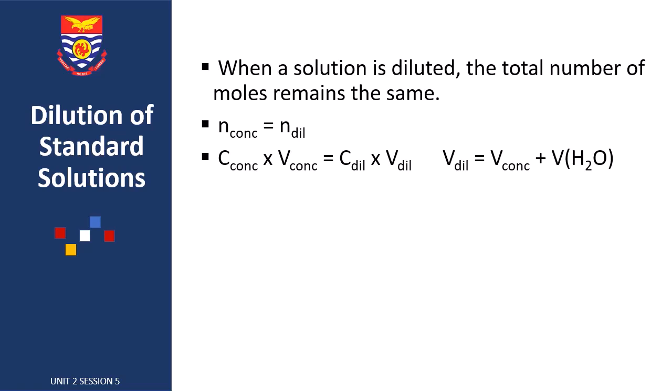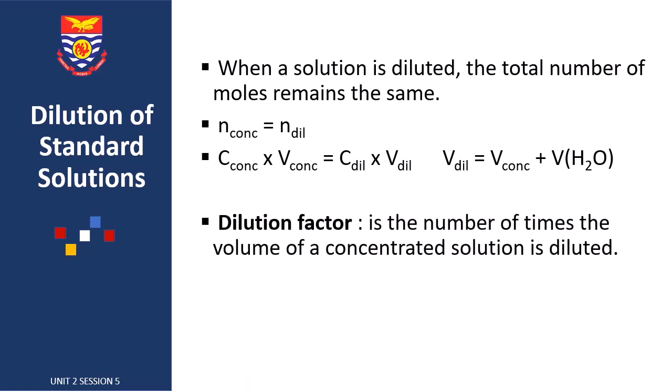Now volume of the dilute solution is equal to the volume of the concentrated solution plus the additional water that we added to it. That will give us the volume of the dilute solution. We proceed to look at dilution factor, and with this we are talking about the number of times the volume of the concentrated solution is diluted.